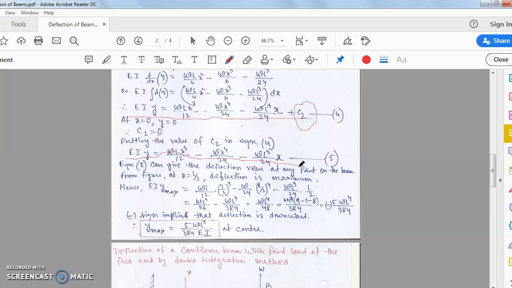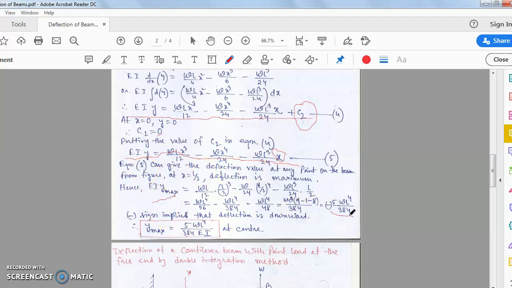So equation 5 is the deflection equation at any point of this particular beam. We see the deflection is maximum at point x equal to L by 2, that is at the middle point. So put x equal to L by 2, you will get the maximum value of deflection. So from here we will get y max.